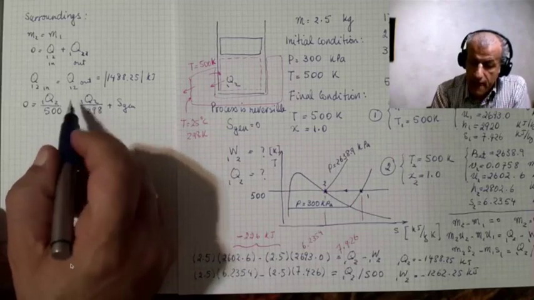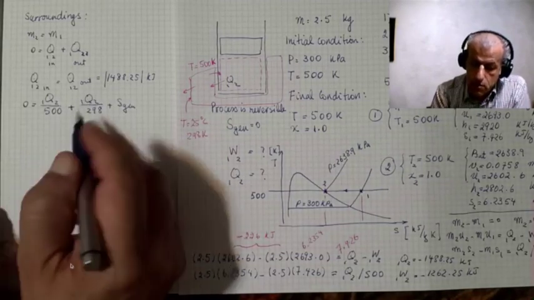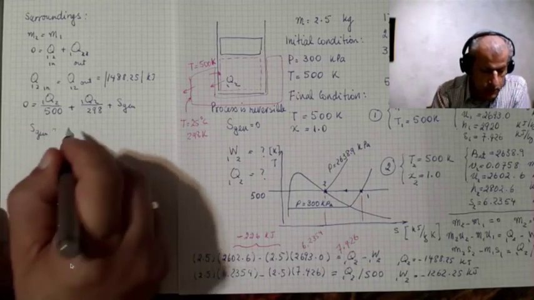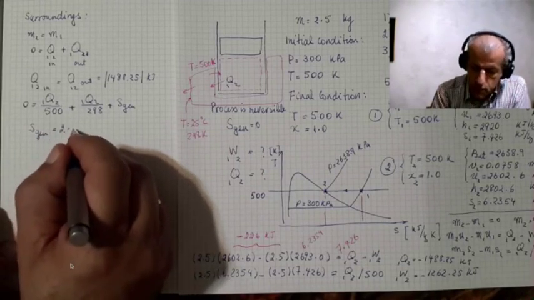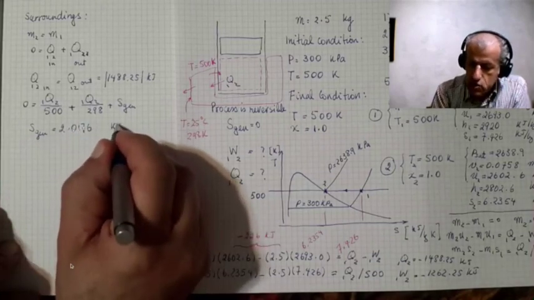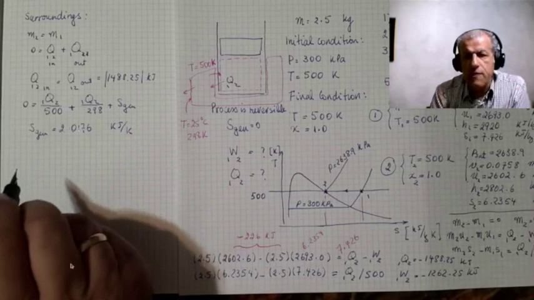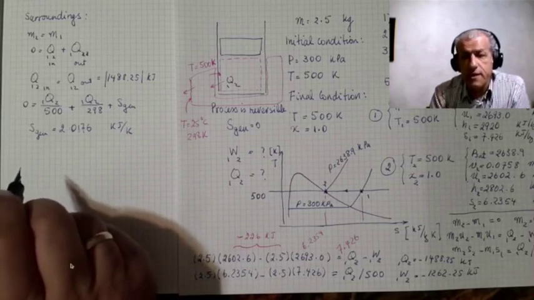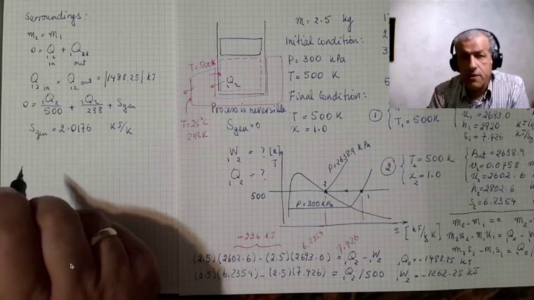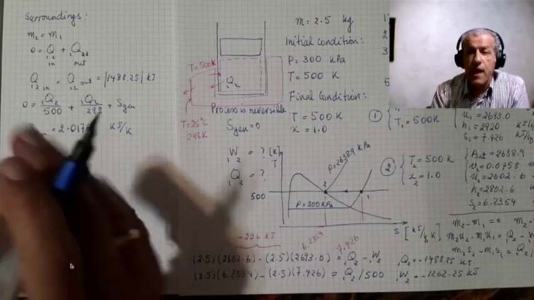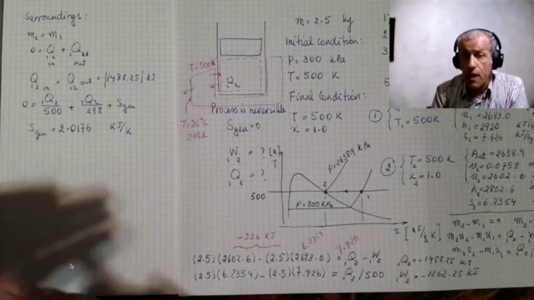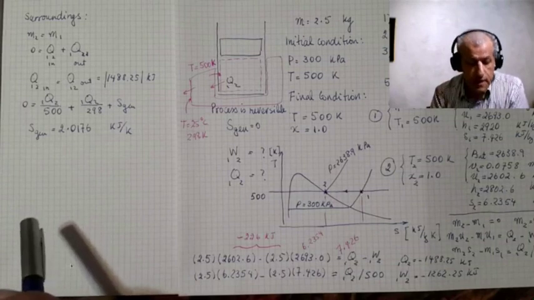So we have a value for Q, and therefore we could calculate S gen, and that would equal 2.0176 kilojoules per Kelvin. And this is the entropy that is generated because of this process, just outside the boundaries of the cylinder.